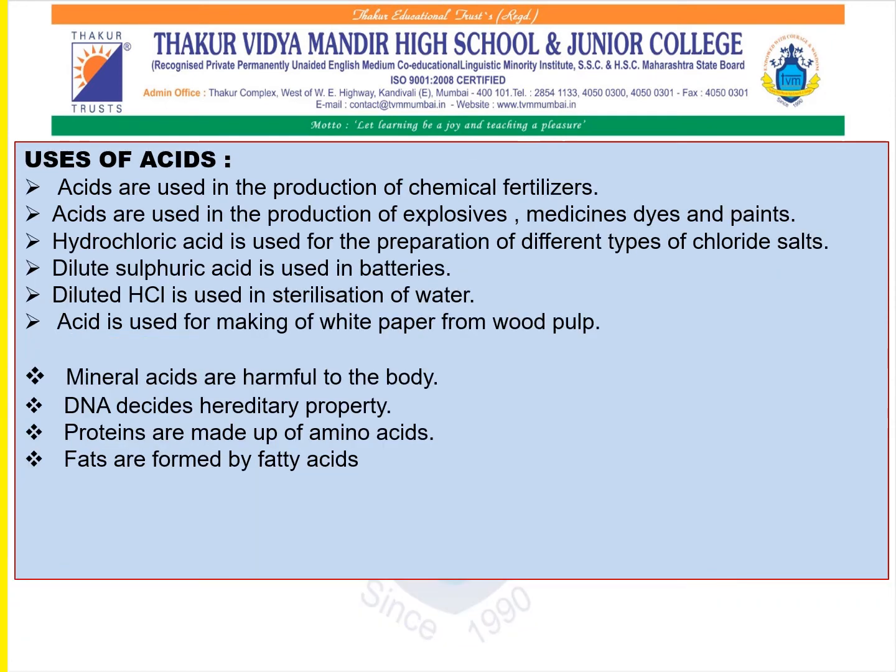Uses of acids. Acids are used in the production of chemical fertilizers. Acids are generally used in the production of explosives, medicines, dyes, and paints. Hydrochloric acid is used in the preparation of different types of chloride salts. Dilute sulfuric acid is used in batteries, and dilute HCl is used in sterilization of water, and acid is used in making white paper from wood pulp.